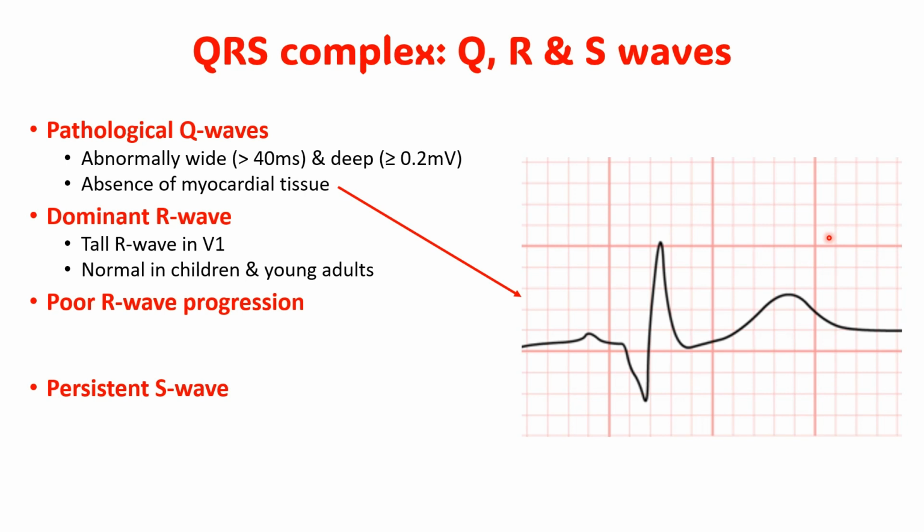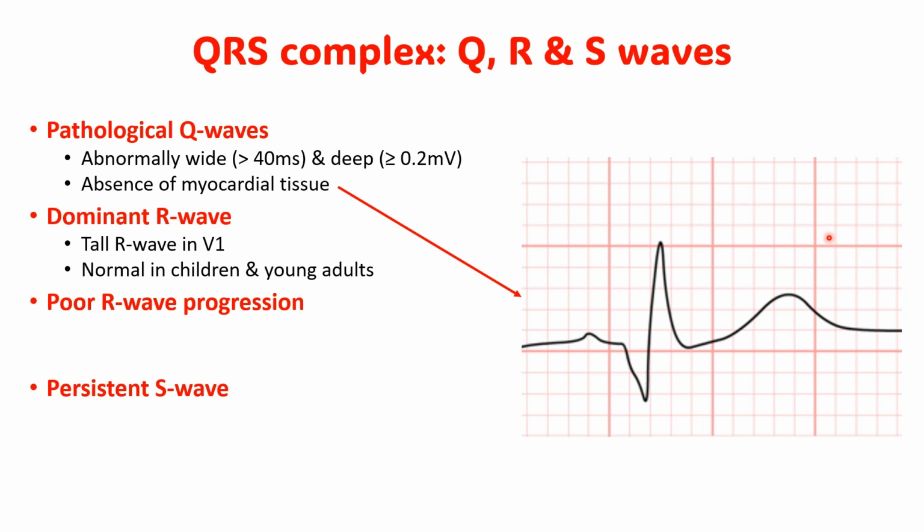It can also be caused by right ventricular hypertrophy and incorrect lead placement. This is typically seen when V1 and V3 are reversed in terms of their position on the chest.